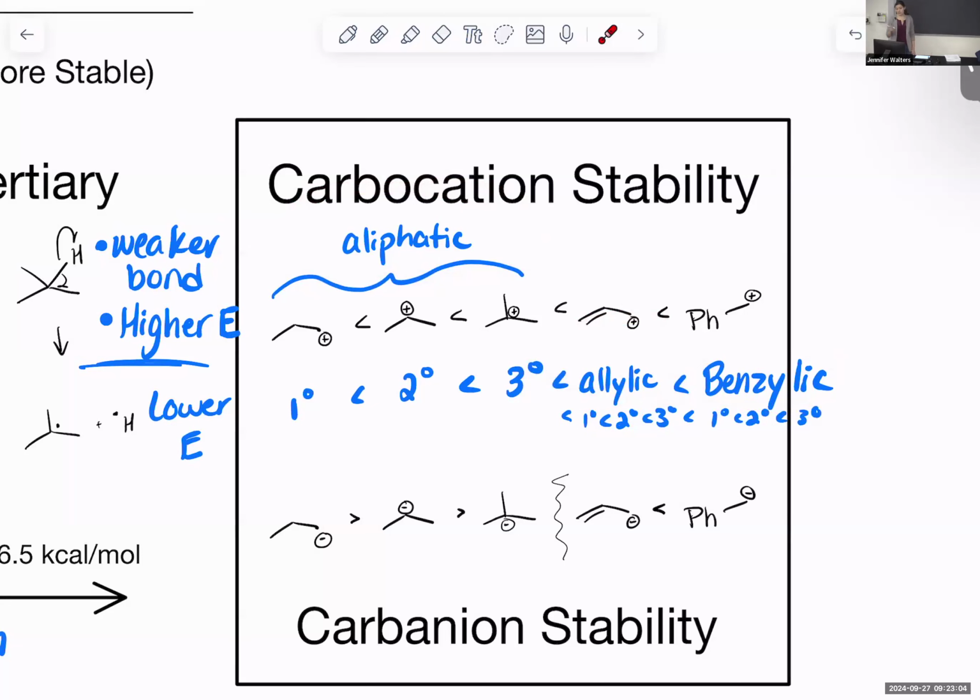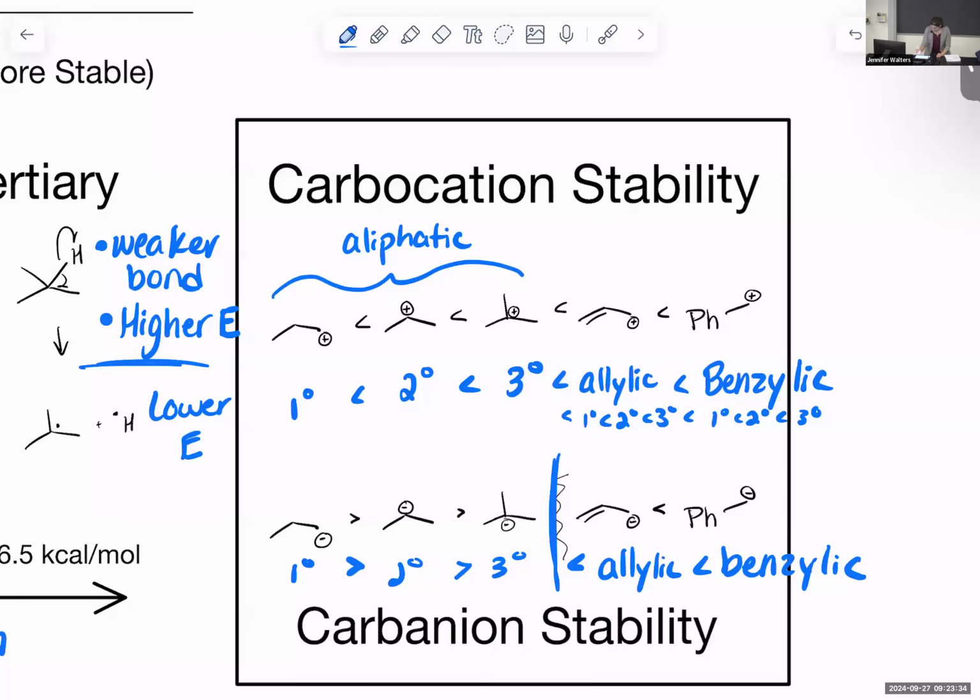Our carbanions, carbon with a negative charge, are going to be the exact opposite trend. So now the primary is more stable than the secondary, which is more stable than the tertiary. But it has this weird caveat where it is still going to be more stable to be allylic and even more stable to be benzylic. So our allylic and benzylic are still more stable.